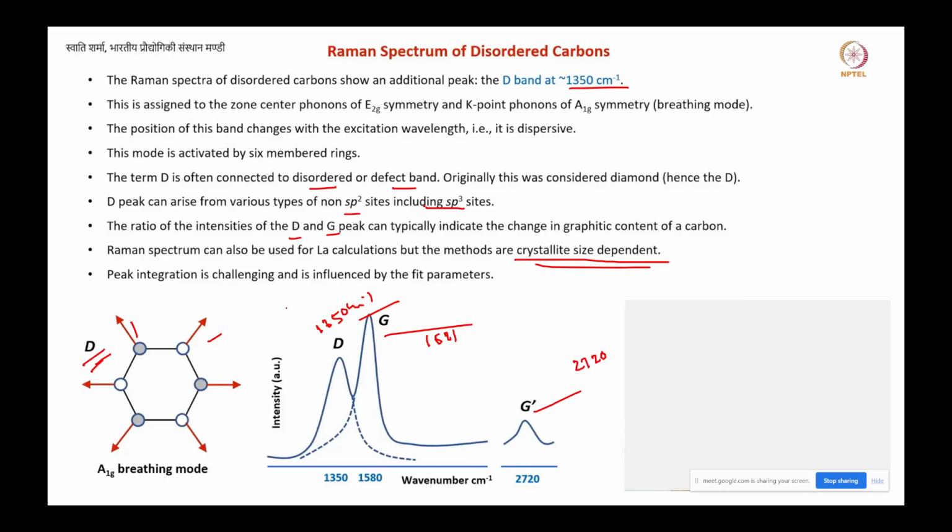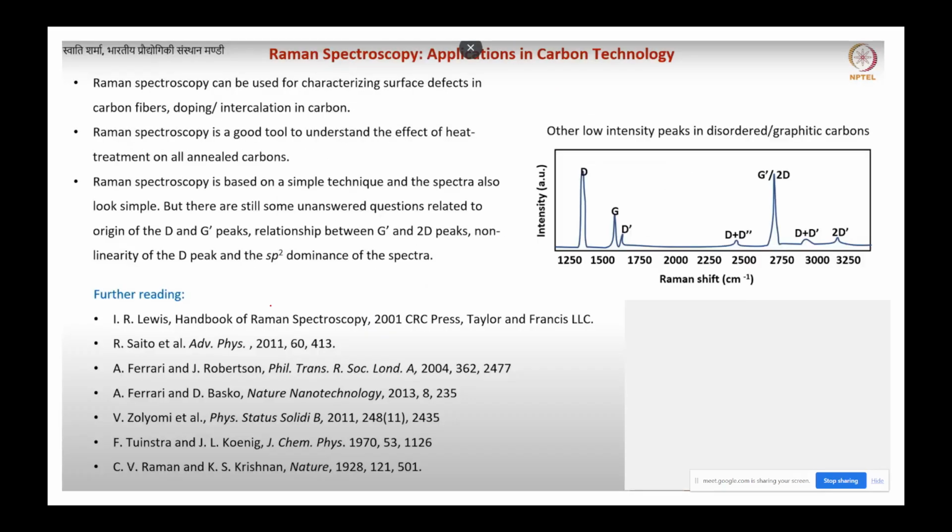So in a nutshell, what this slide is saying is you will get three peaks. G and 2D are already there, but if there is a disorder or defects, then you will get a D band at around 1350 per centimeter. It is a defect band activated by six membered rings. So what are its applications? Here you can see a D band.